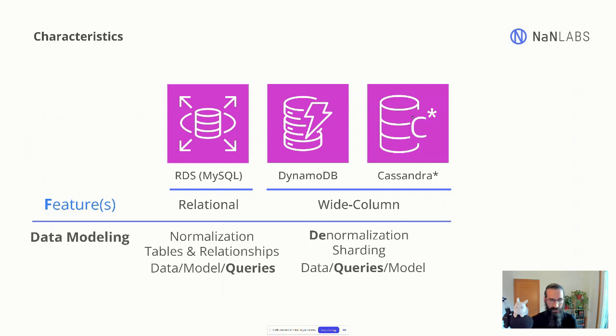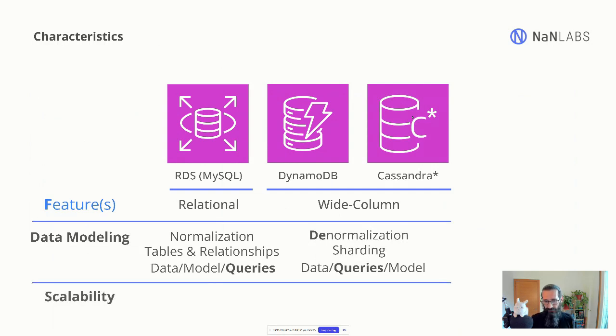So the order changes. And in terms of scalability, relational is more about vertical, wide column is about horizontal. But again, the idea is that somehow we found a way to simplify: instead of trying to look at the individual services, to try to look for groups that encapsulate common features. And that is a way to also remove complexity.